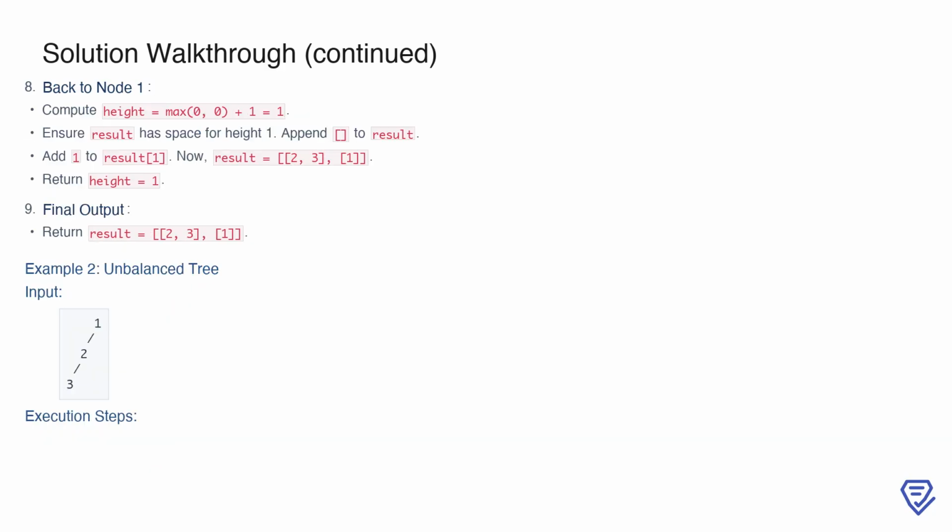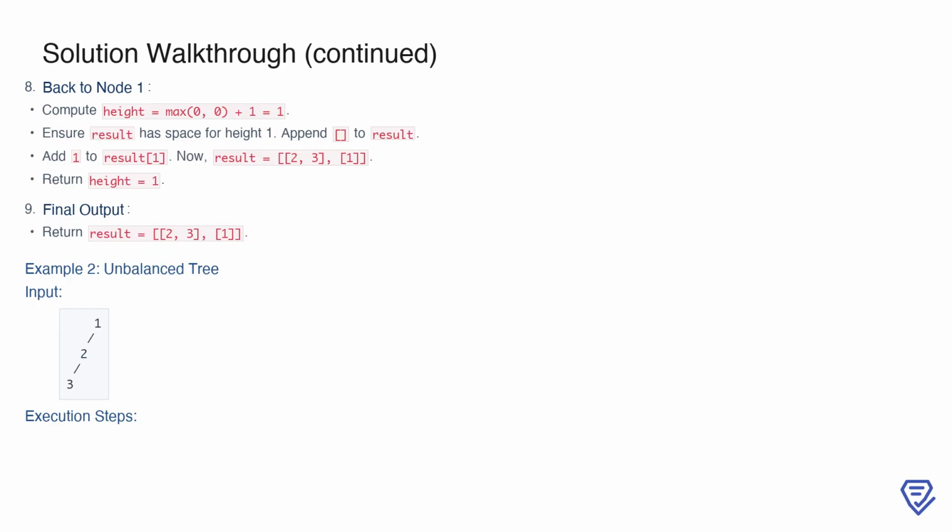At node 3, we observe that it is not null, so we proceed to check its left and right children, both of which are null. For each null child, the DFS returns a height of -1. The height of node 3 is then calculated as the maximum of these two heights plus 1, resulting in a height of 0. We add node 3 to result[0], updating result to [[2, 3]].